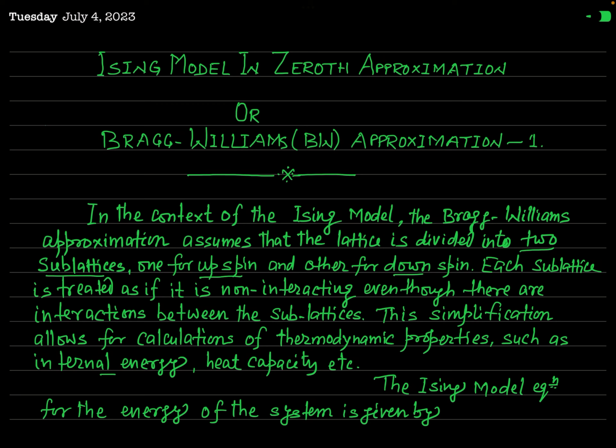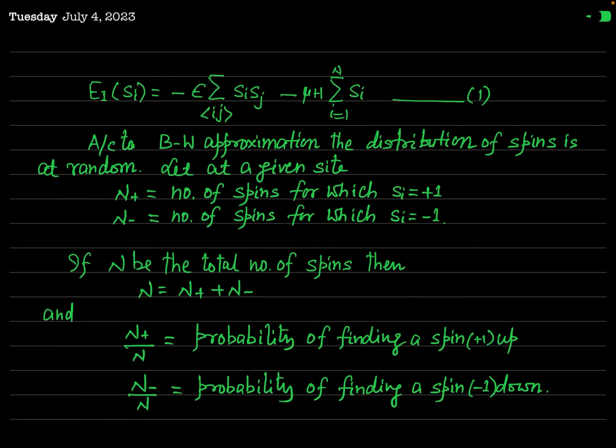You have obtained the expression for the energy of interaction of the system, and you have learned in the previous lecture that the energy of interaction, which is spin dependent, is given by this expression. This is E_I of {S_i} equals minus epsilon summation over <ij> S_i times S_j minus mu H times summation over i S_i. The different quantities used in this expression are already known to you because you have learned all these things in your previous lecture.